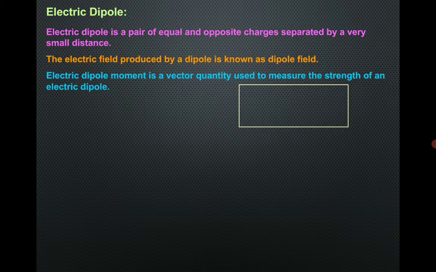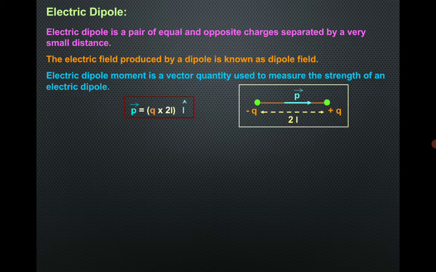Let's observe the diagram: a negative charge and a positive charge separated by a very small distance. This 2L is a very small distance, and this arrangement is called a dipole. Dipole moment direction: you can see vector P is the dipole moment whose direction is from negative to positive charge. You have to remember this.